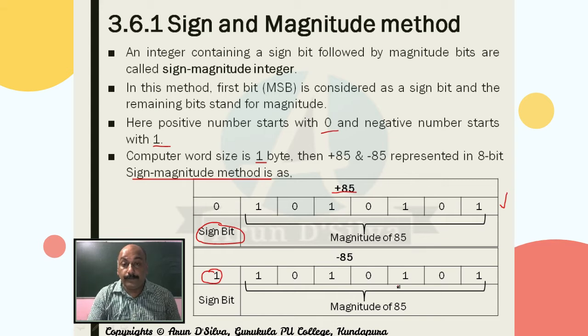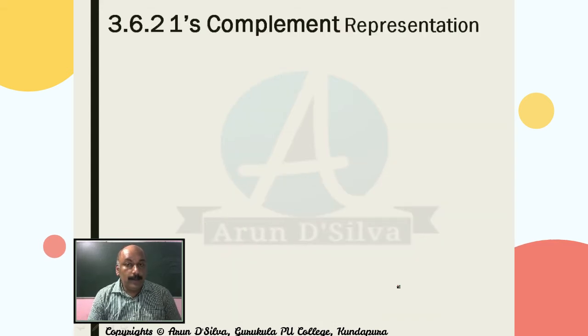Moving to the second negative number representation, that is the ones complement representation, as we call it. Let me put it in front of you: the ones complement method. Before going to that, I just want to tell you what a ones complement is.